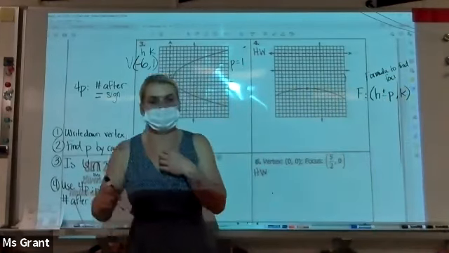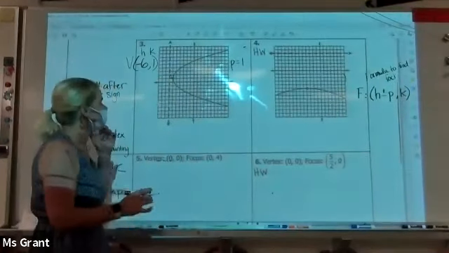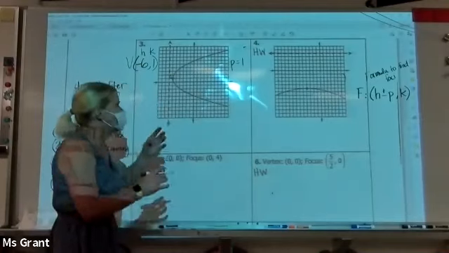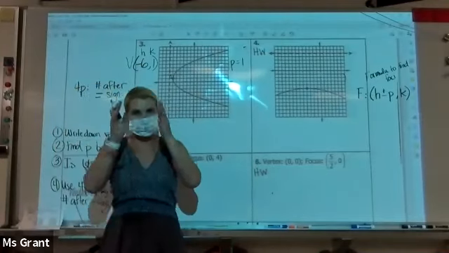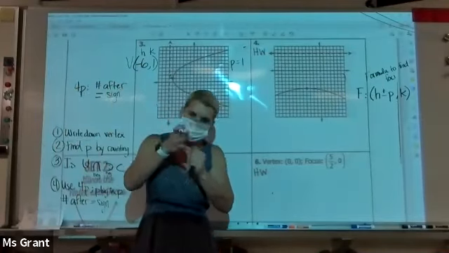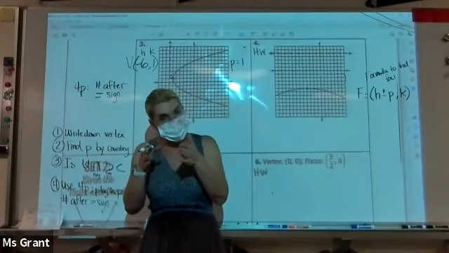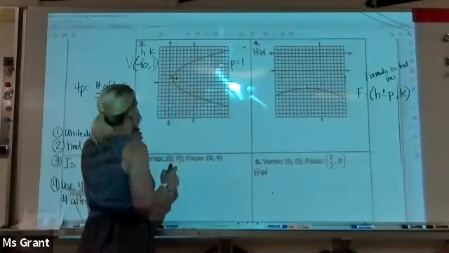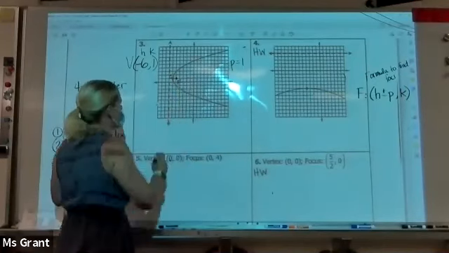I should plot my focus just so you guys are clear on how to do that. The focus is always inside the curve, right? It's the same distance: directrix to vertex, vertex to focus. If it's 1 in one direction, it's 1 in the other direction. That's my focus right there.